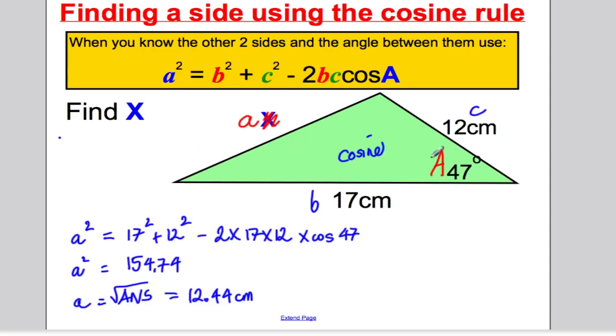So decide what rule you're using, label the side you're trying to find little a, the other two b and c in any order, and substitute into the cosine rule and square root, and you get your answer. Okay, I'd like you to have a go at one yourself. Have a look at the next slide, pause the video, have a go, and in 10 seconds I'll go through.